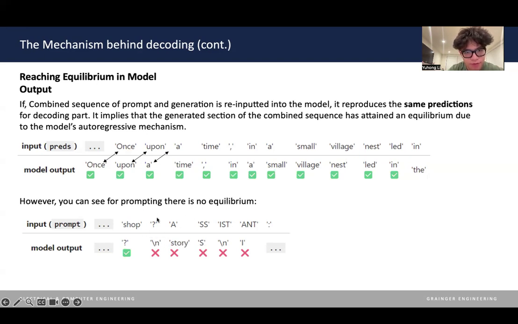However, you can see for the prompt here, there's no autoregressive pattern. Basically, when we shift, things move to the right side. You see this matches, but this does not, and this does not. Why? Because these words are not the model's input. Only the words the model itself generated can follow these autoregressive patterns.